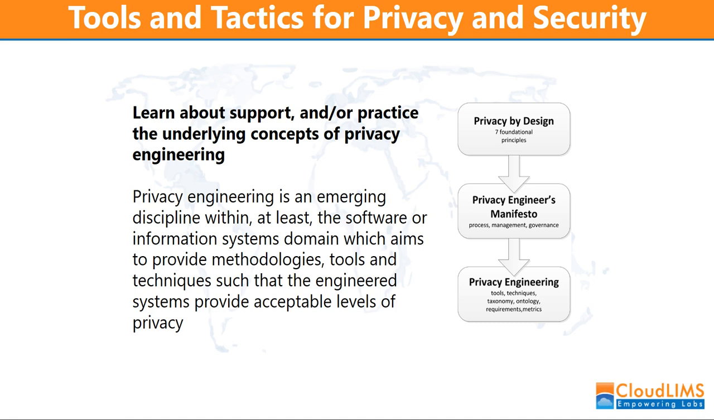Privacy engineering is an emerging discipline within the software and information systems domain. It aims to provide methodology, tools, and techniques such as engineered systems that provide acceptable levels of privacy. Starting with foundational privacy principles, they look into the process management and governance of that activity, and the tools and techniques and ontologies as well being used.